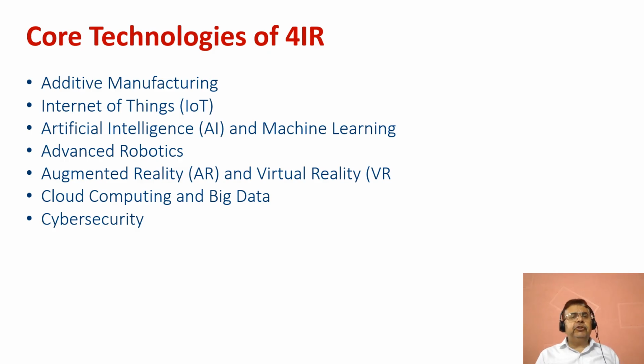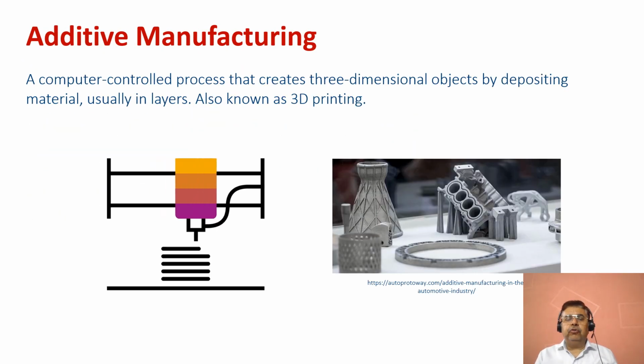Now, coming to the core technologies of 4IR, these are some of the technologies, and we will discuss these technologies one by one, starting from additive manufacturing. So, manufacturing can be divided into categories. First one is subtractive manufacturing, and another is additive manufacturing.